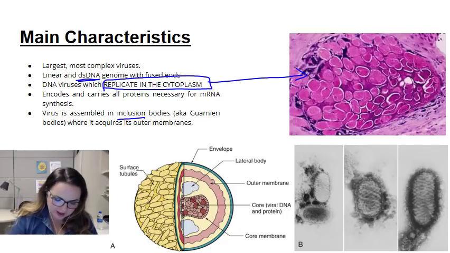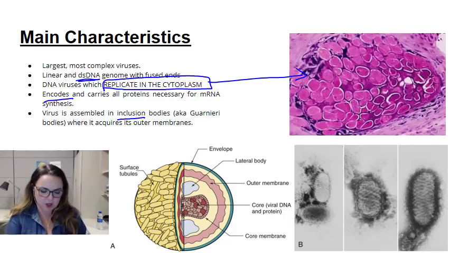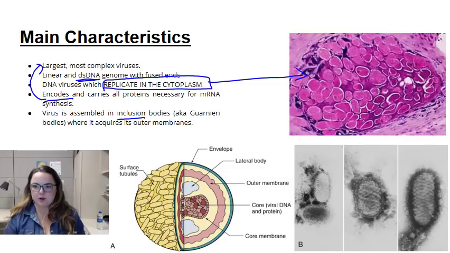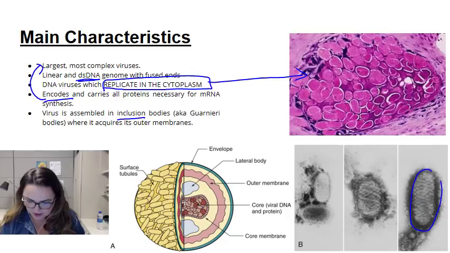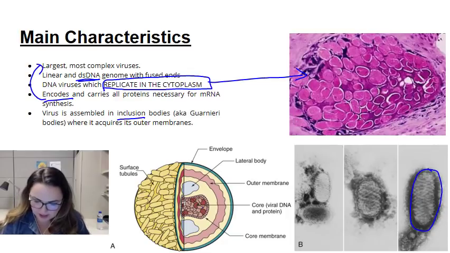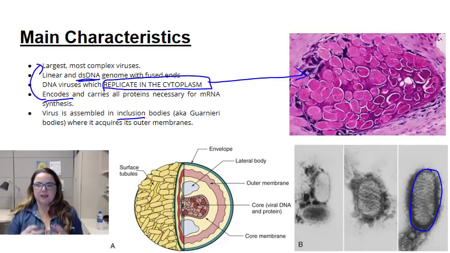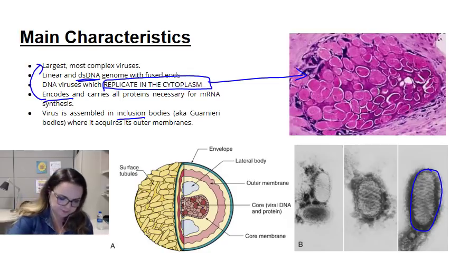Anyway, it encodes and carries all proteins necessary for mRNA synthesis, which makes sense. It's a huge virus, so it better have some luggage in that virion that allows it to replicate itself. So this is some pictorial, but you can see how massive this virus is, even on EM, and the giant inclusion bodies that we can see. And the inclusion bodies are little factories, little machines of virion production.